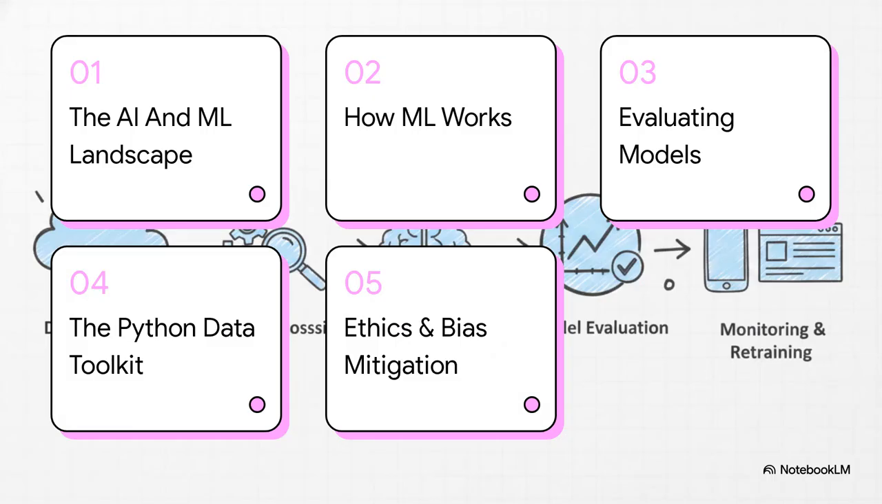To make this super efficient, we're going to conquer this in 5 distinct stages. First, the AI and ML landscape. Second, how machine learning actually works. Third, visualizing and evaluating models. Fourth, the Python Data Toolkit. And finally, AI ethics and bias mitigation. Let's get right into it.